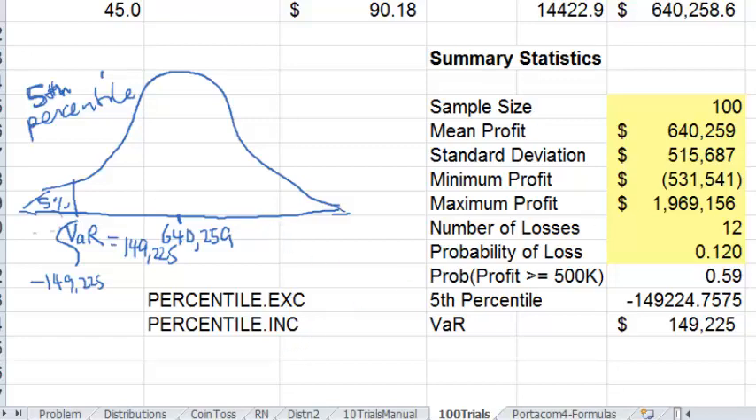Now, if you had an older Excel that doesn't have the exclusive inclusive options, you would just use the function percentile. So it'll give you the value that is the same as the inclusive. So that number will be a little bit different from the number you get here, but that's okay. Its difference is not that significant.